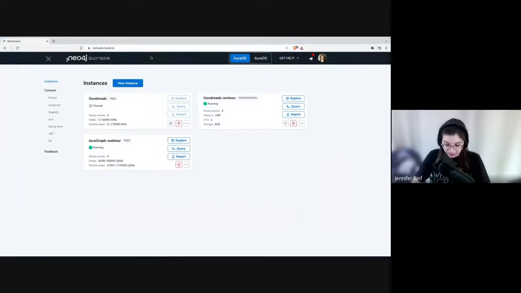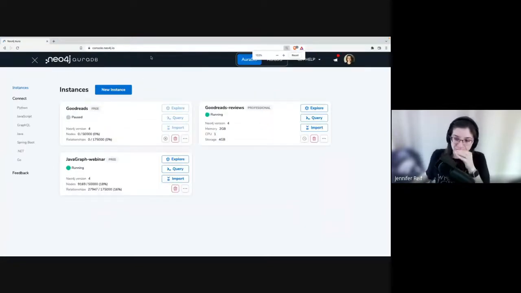So I have some cloud databases here spun up. If you aren't familiar, Neo4j does have a new database as a service option, came out last year.